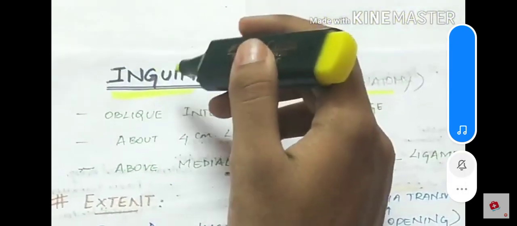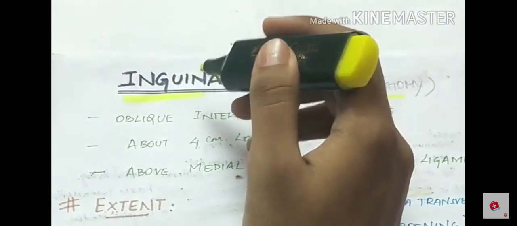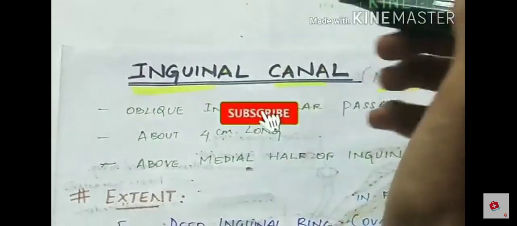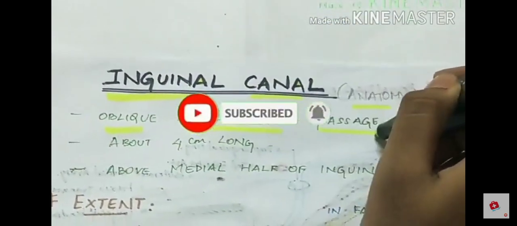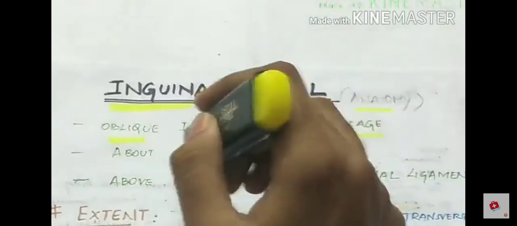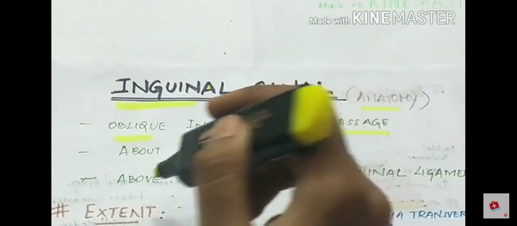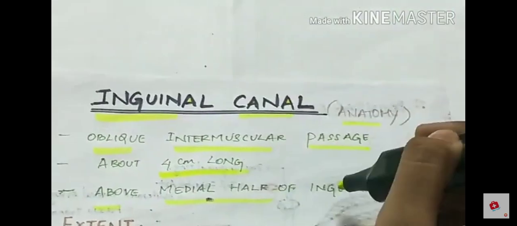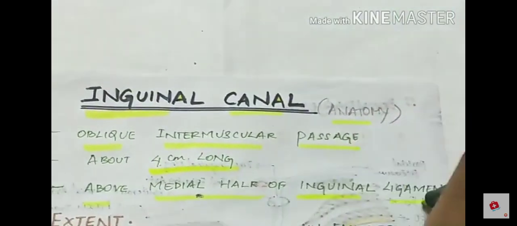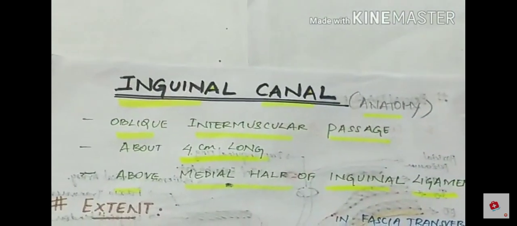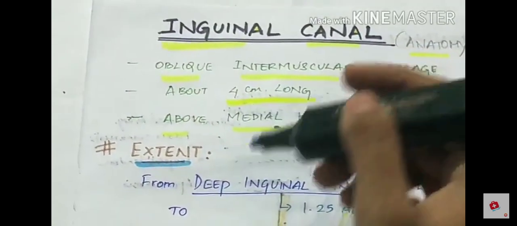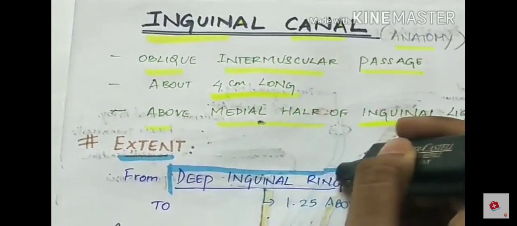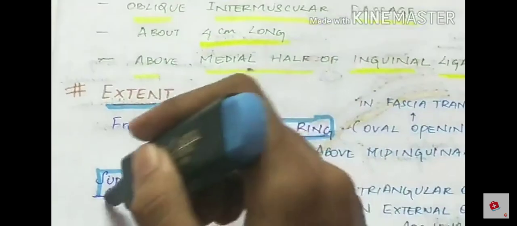This is a very important topic in anatomy and also an important question. The inguinal canal is an oblique intermuscular passage which is about 4 cm long and is present above the medial half of the inguinal ligament. Extent of the inguinal canal: it extends from the deep inguinal ring to the superficial inguinal ring.